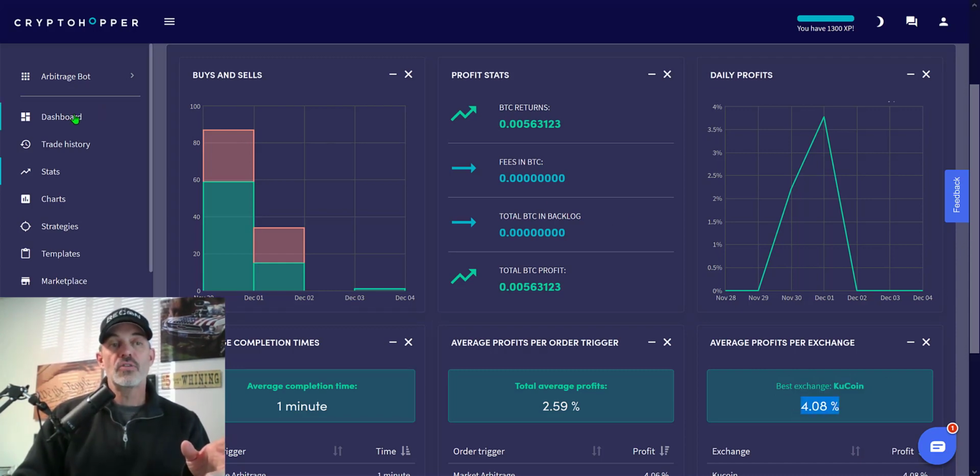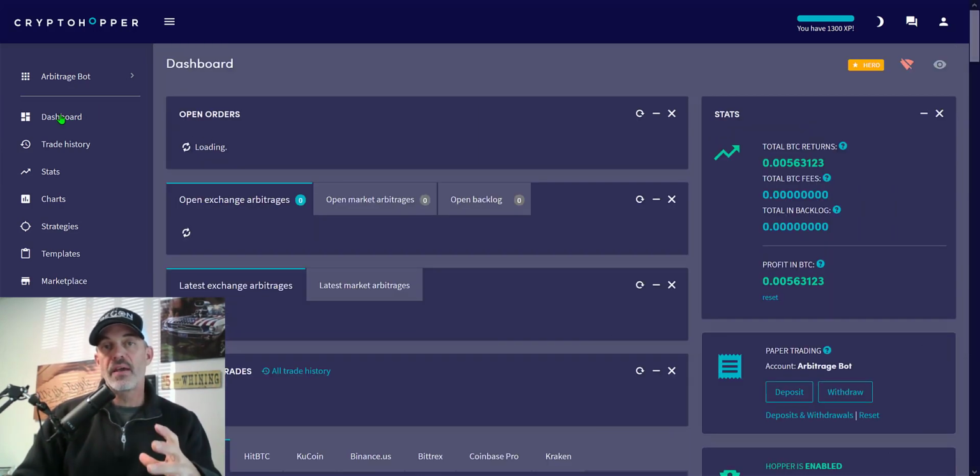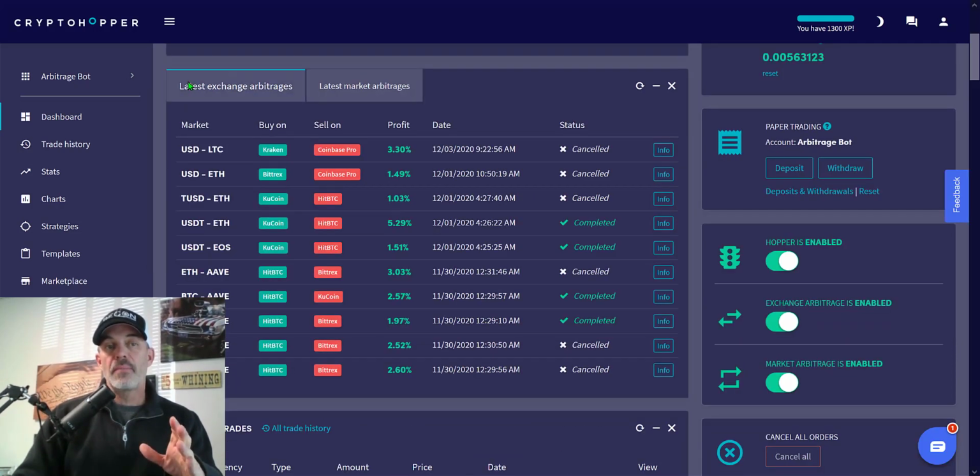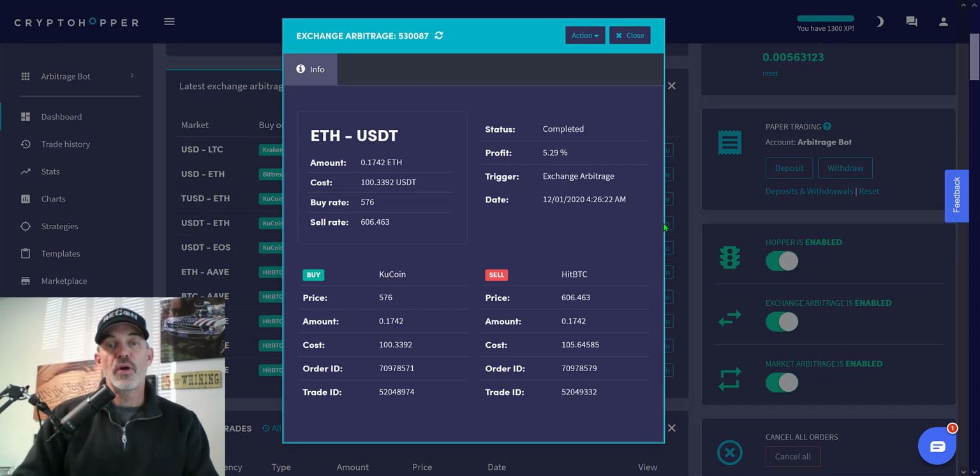Now, if we jump to the dashboard, we can go into more detail on what trades actually occurred and where the profits came from. And if we look at my latest exchange arbitrages, the last three did not actually execute. They were not able to complete the actual arbitrage exchange. But if we do look at the first one that was completed, it's between KuCoin and HIP-BTC, which ended up a 5.29% profit. Click on the info button. And you can see it was trading ETH.